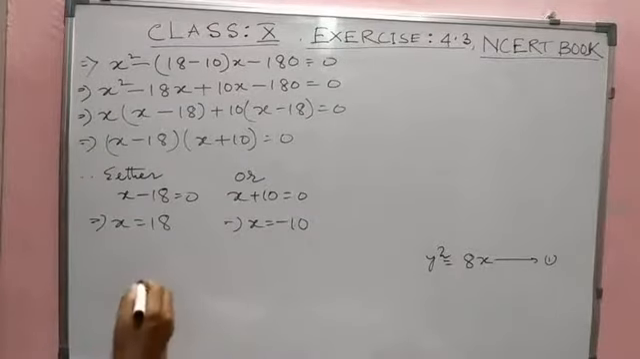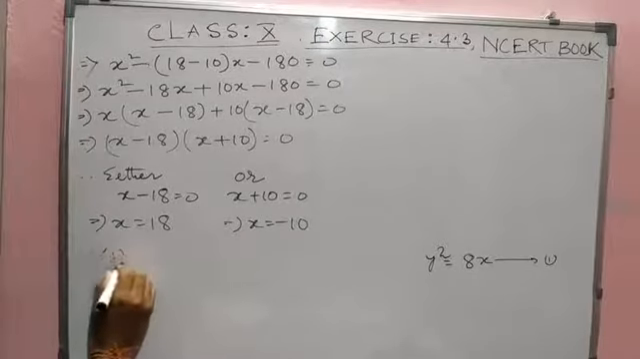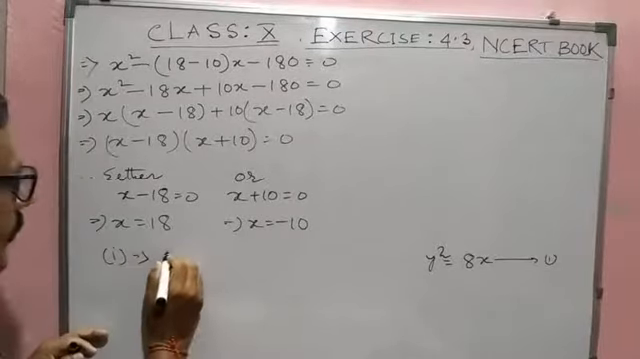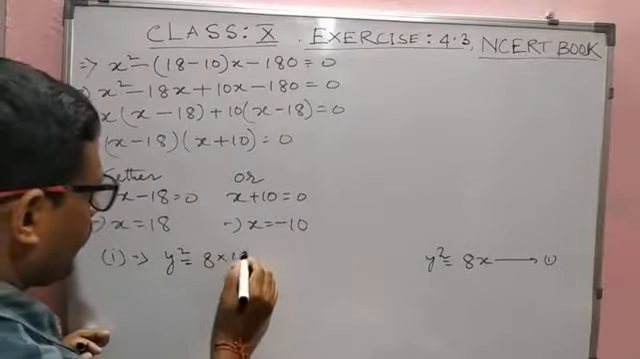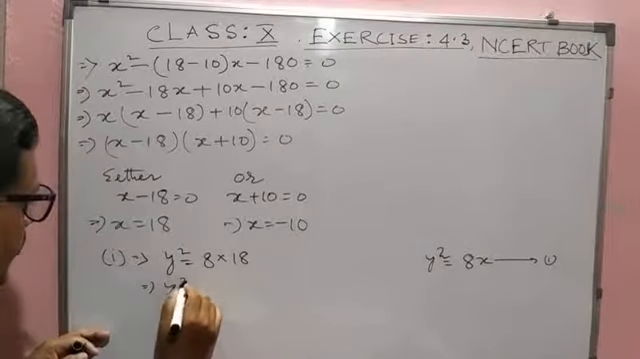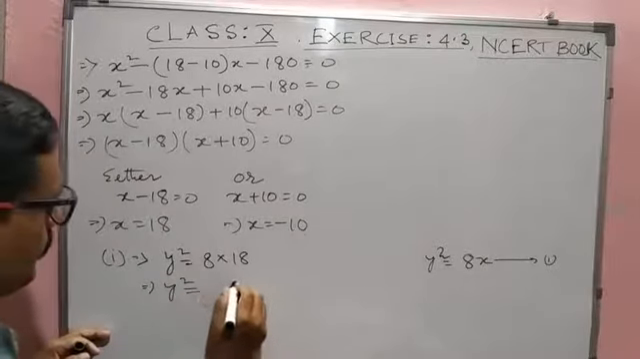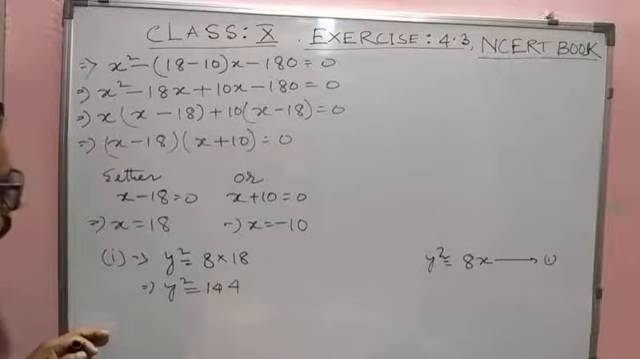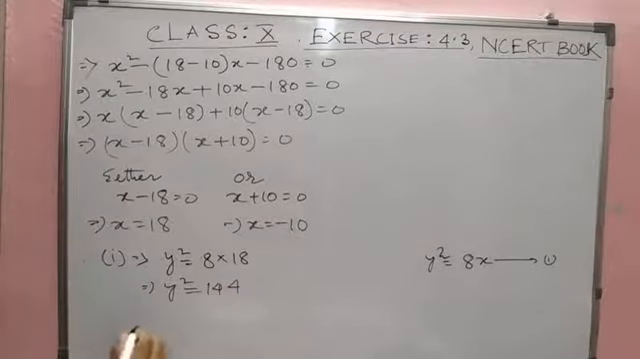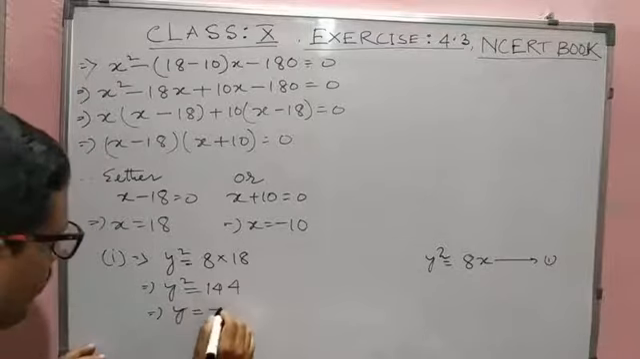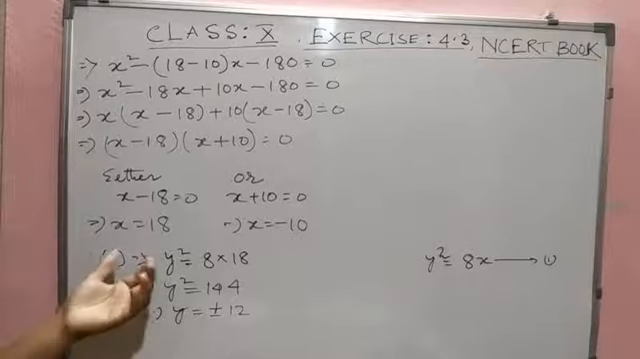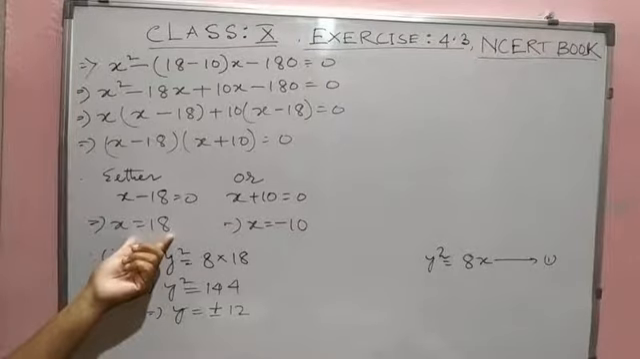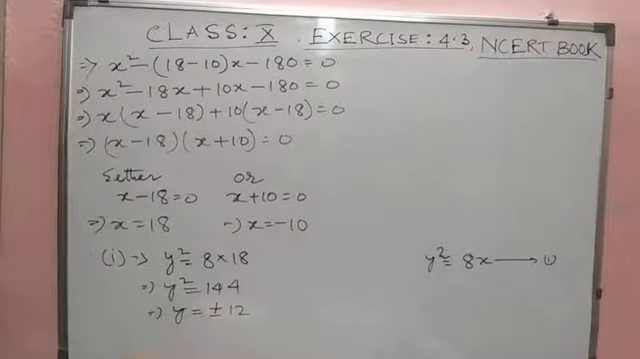Therefore from 1, y square equals 8 into 18. This implies that y square equals 144. This implies that y equals plus or minus 12. That means if the larger number is 18, then the smaller number may be 12 or minus 12.